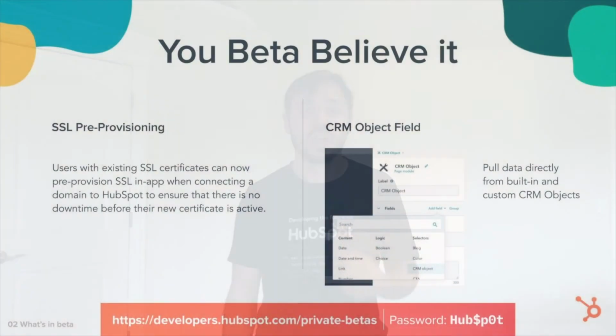Now, I think the next two are really going to be something that you're going to be excited for. I know I am. SSL pre-provisioning. Today, when connecting a domain to HubSpot with an existing SSL, there's a window of downtime while the SSL provisions. Users will now have the ability to pre-provision their SSLs in-app when connecting domains to HubSpot to ensure there is no downtime.